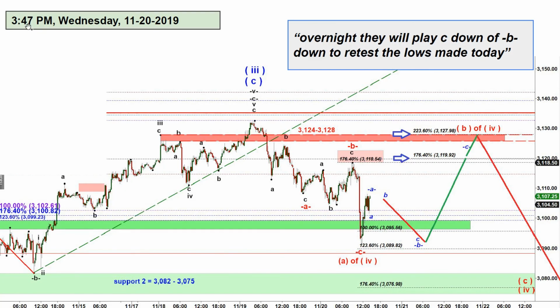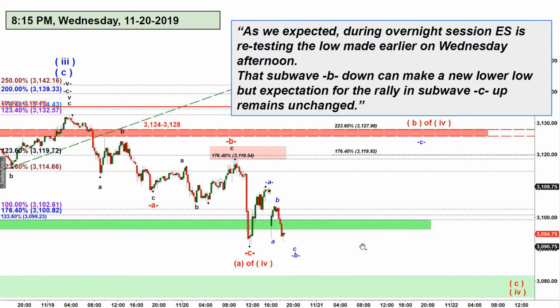This is 3:47 p.m. right before close on Wednesday, and this is the prediction I shared with my subscribers. Overnight we will play C down of B down to retest the lows made today, and you can see that was my prediction. So I expected that the price would go down to retest the low made by the spiky move that happened at 11:30 p.m. the same day. And this is exactly what happened.